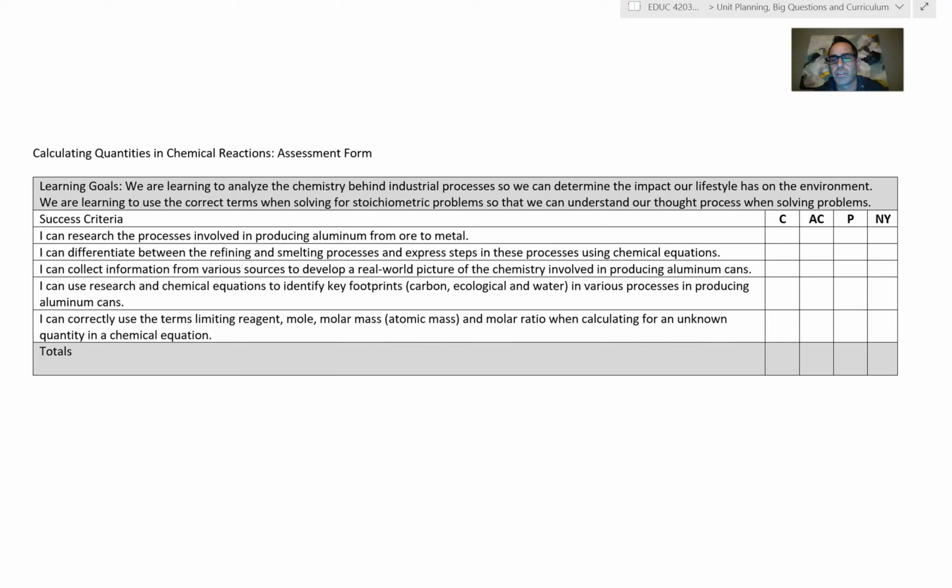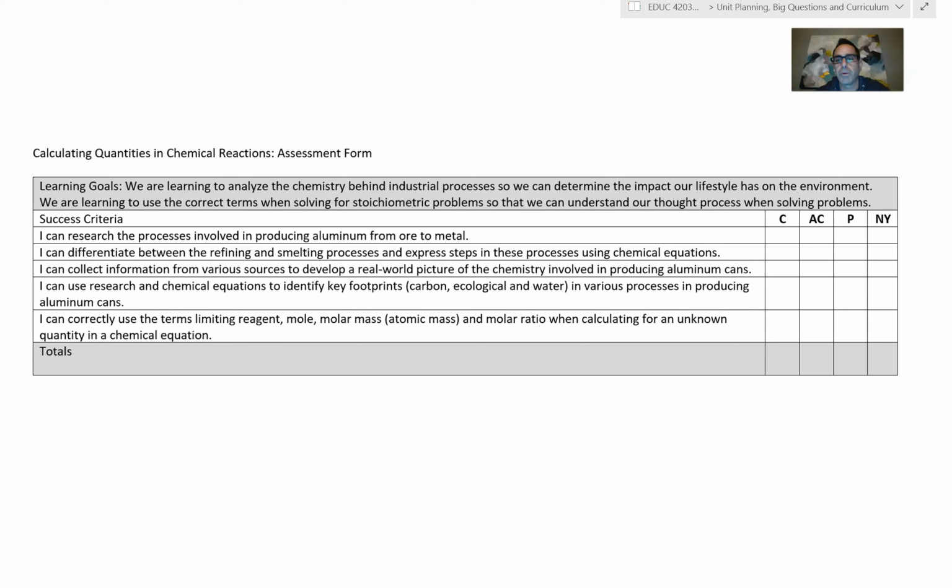I can make this into little strips and write all over it, or I can use something like OneNote, which is like an online binder, and students can show me that they've met these success criteria using lots of different ways. It doesn't matter which way they do it, they just need to show me that they can do these things. So I start with my learning goal.